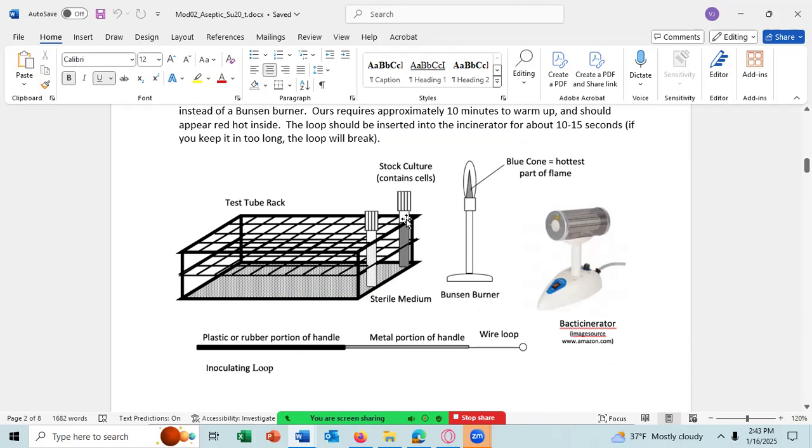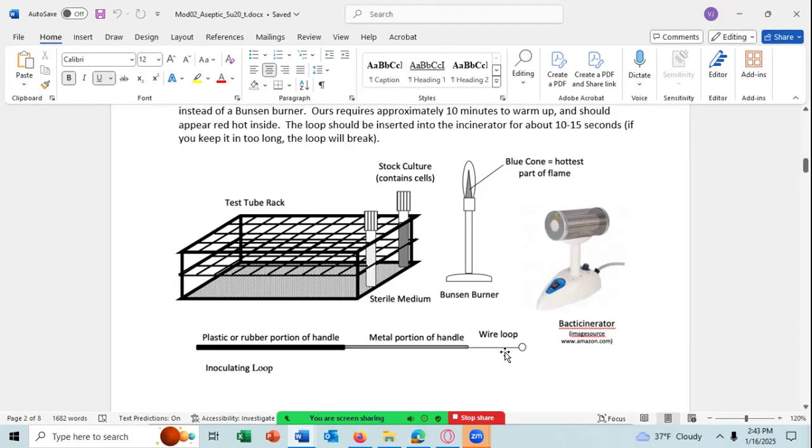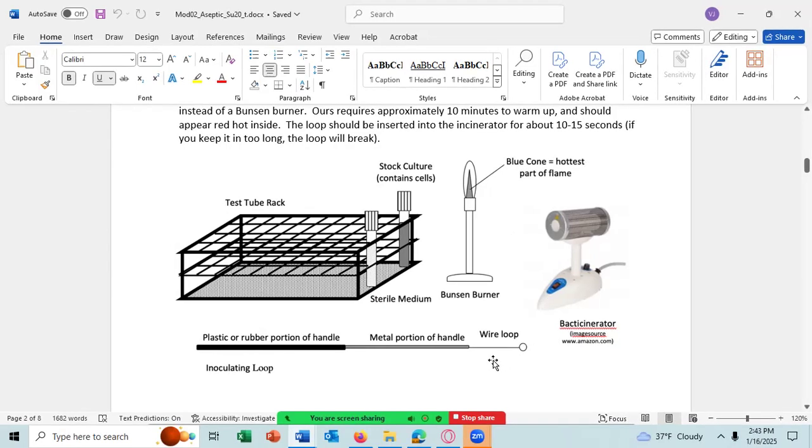And then you have sterile tubes with sterile media. And then we have a loop, and you stick the loop in either the flame of the Bunsen burner or in the red hot rock of the Bacti incinerator to make the wire portion of the loop red hot. That will sterilize it, and then you need to cool it, and then pick up the bacteria.